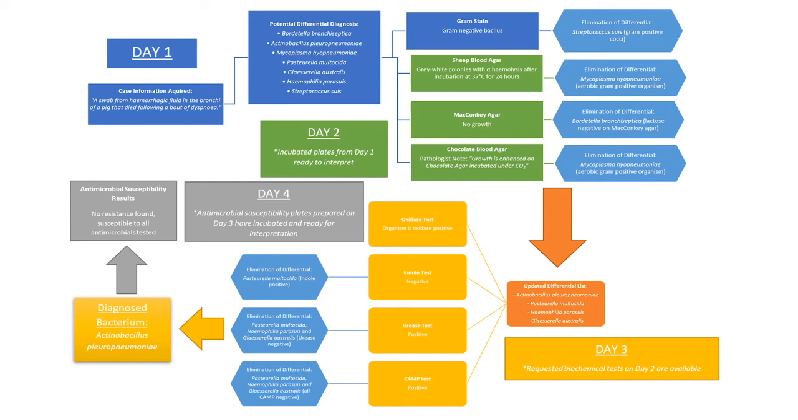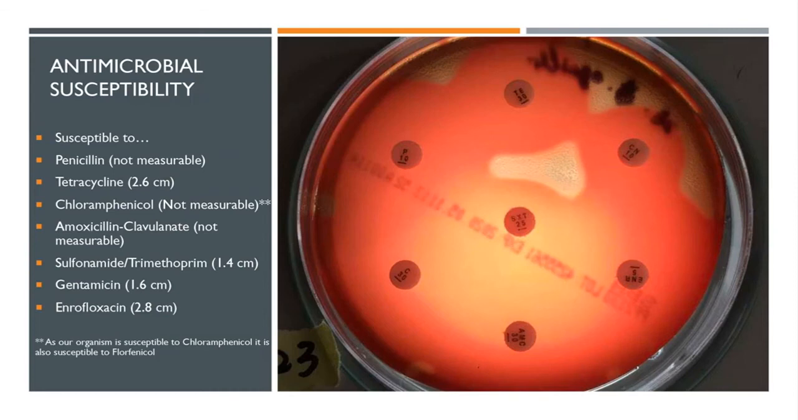On day 4, we performed an antimicrobial susceptibility test and visualised them. We found that there was no resistance and that it was susceptible to all antimicrobials tested. From our antibiotic susceptibility testing, Actinobacillus pleuropneumoniae is susceptible to penicillin, tetracycline, chloramphenicol, amoxicillin clavulanate, sulfonamide trimethoprim, gentamicin, and enrofloxacin.